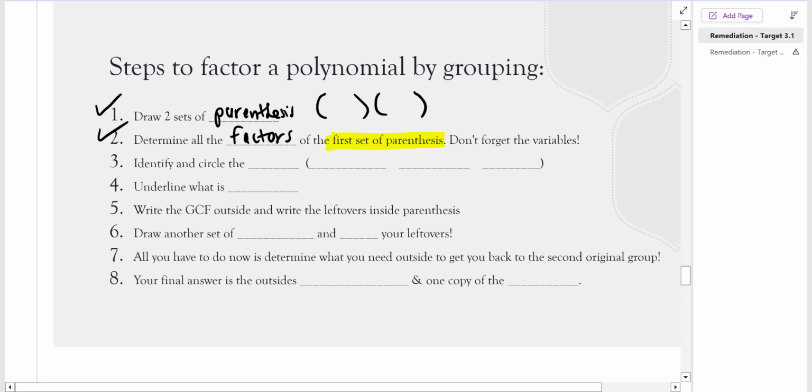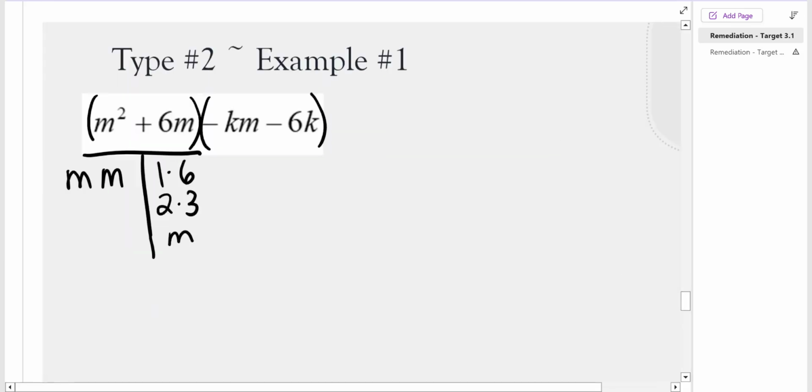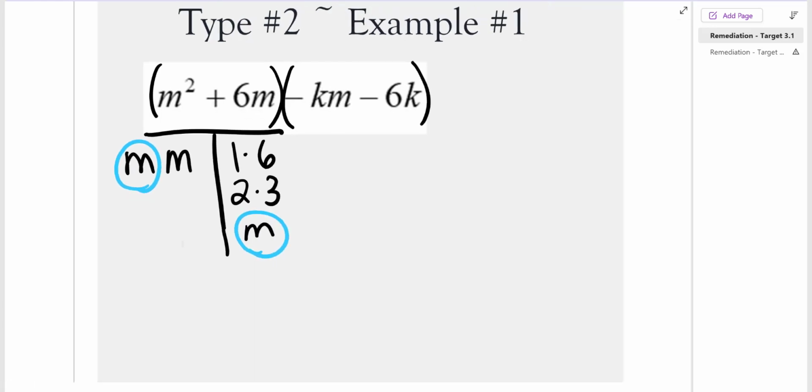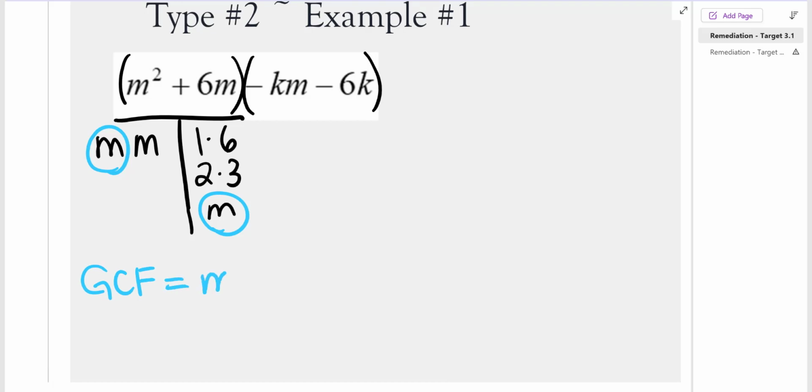Step 3 is identify the GCF. GCF stands for greatest common factor. Okay, so the greatest common factor is the biggest thing that they have in common. So if we look at this, all they have in common in this case is an m. Unfortunately, they don't have any numbers in common. Okay, so you're going to write below that the GCF equals m.